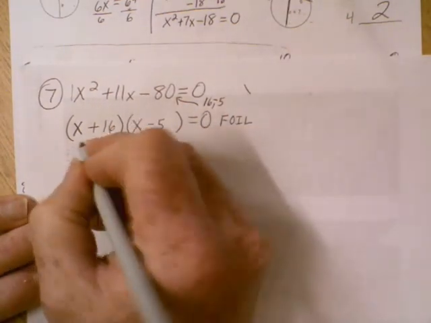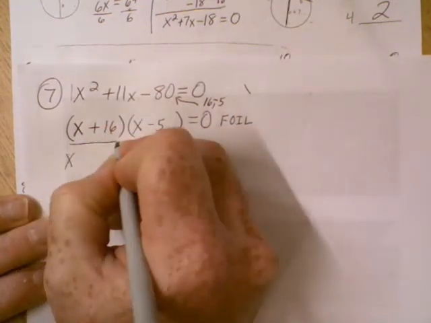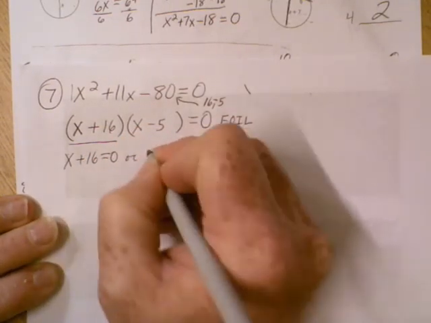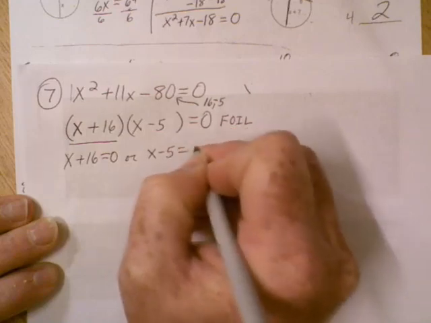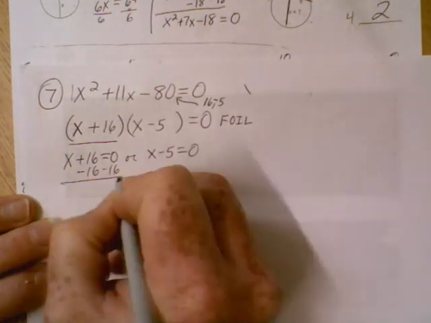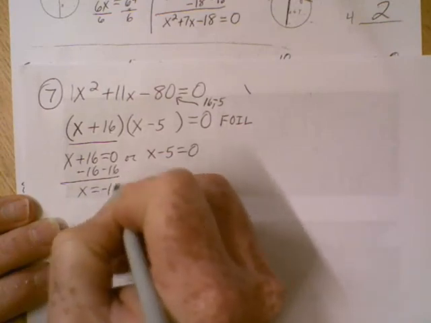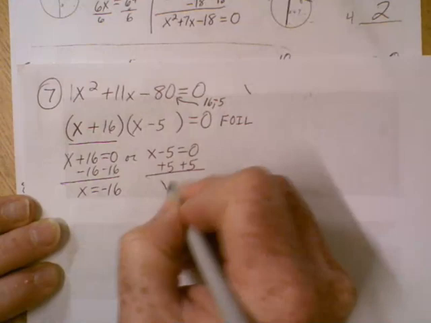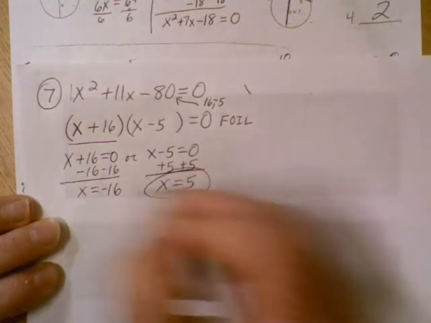And then you just break it apart. Either the first parenthesis equals 0, so either x plus 16 equals 0, or x minus 5 equals 0. Subtract 16 on both sides. You end up with x equals negative 16. Add 5 on both sides. You end up with x equals 5. Those are our two answers.